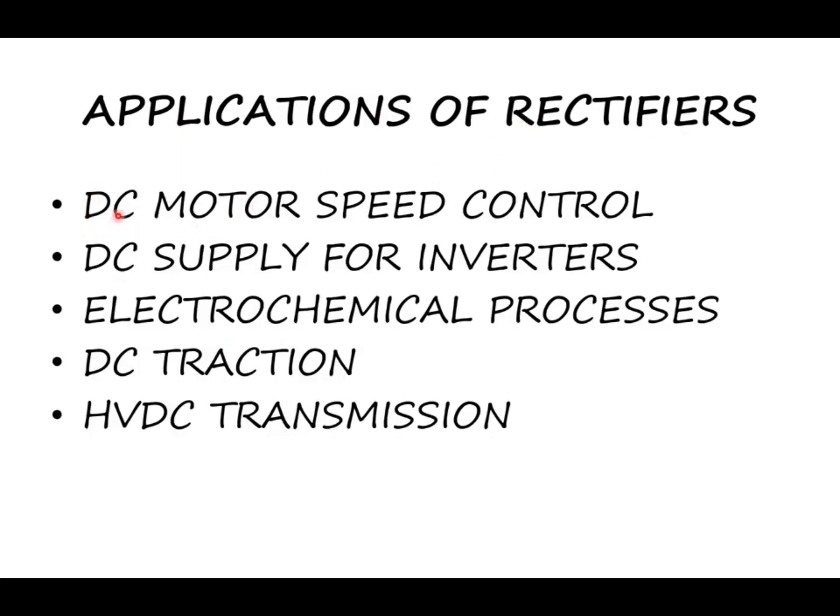Rectifiers are used mostly in DC motor speed control. If a variable input DC is required for a DC motor, it can be obtained from a rectifier. Also as DC supply for inverters. Inverters convert DC to AC. The input to an inverter can be from a rectifier. Then in electrochemical processes also it is used. DC traction, traction means in the railways. HVDC transmission, high voltage DC transmission. In all these applications, rectifiers are used.